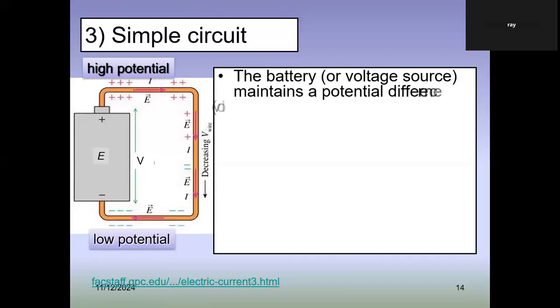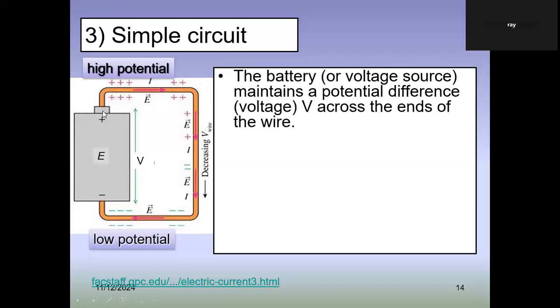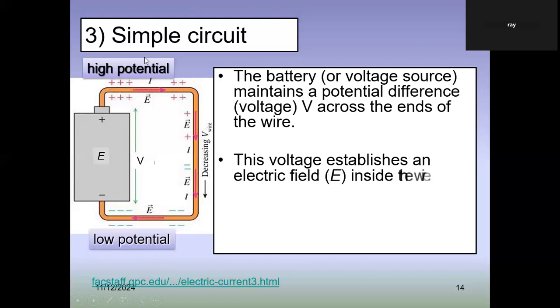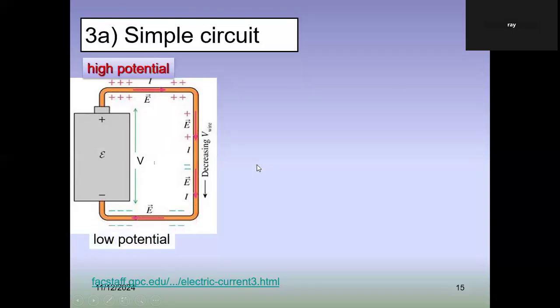Okay, we have a battery or voltage source. It maintains a potential difference, high potential, low potential, across the wire. This voltage establishes an electric current. We have positive terminal, negative terminal. Then from the positive terminal to negative terminal, there will be an electric field. There will be a force on a positive charge. So that's the electric field.